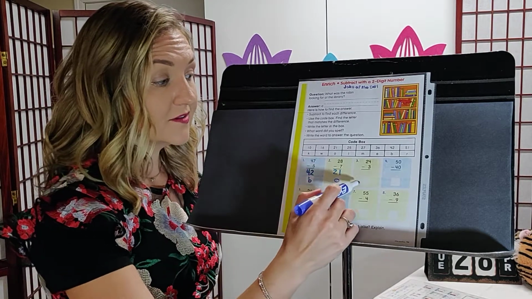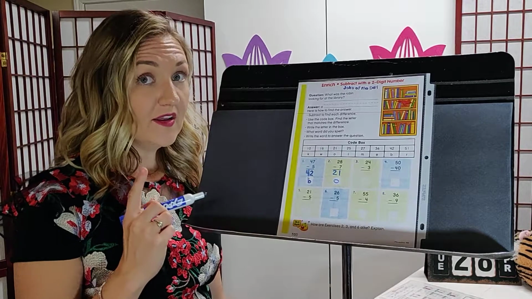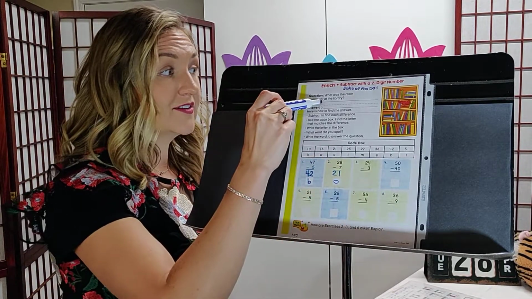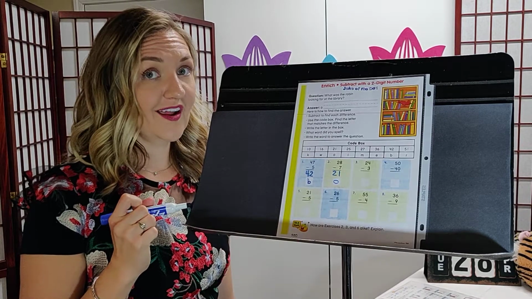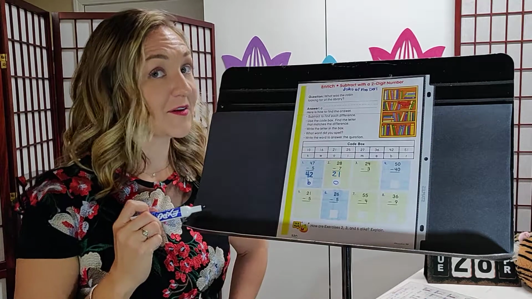Then what you'll need to do is continue working on filling in all of those squares. And when you do, you'll end up spelling the answer to the question, what was the robin looking for at the library? And you're going to write that word right there.